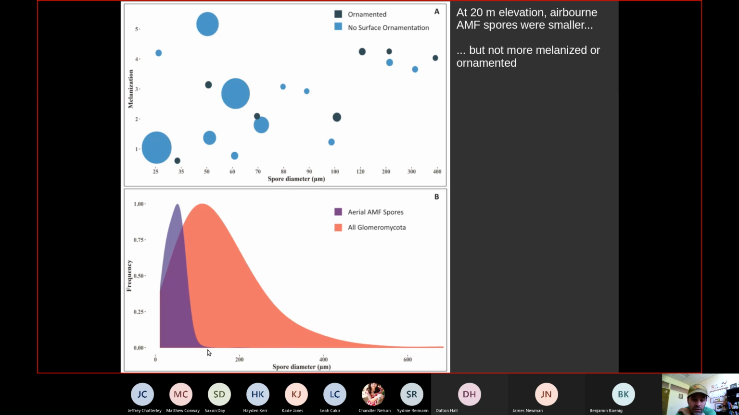Being small does appear to be ones, microns. But for the most part, there was a difference between the fungi found on the green roof and the ground just below it. And that difference was the spores up there were from species that had smaller spores. Okay? They didn't find that they were more melanized or more ornamented, though.